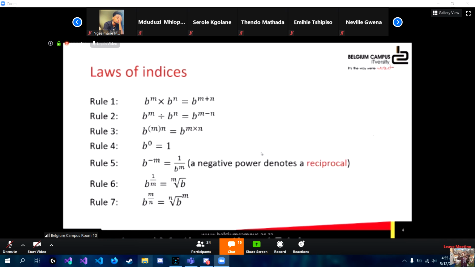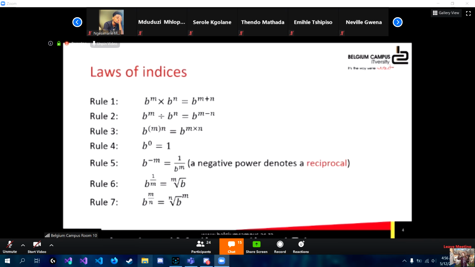What are the rules? I need you to write those rules down, and you should keep them somewhere in your brain's hard drive, because you will not be getting them in any formula booklet. You should know them by heart. Write them down, because for any other example we'll be looking at today, you will still need to refer to this. So we look at rule number 1.